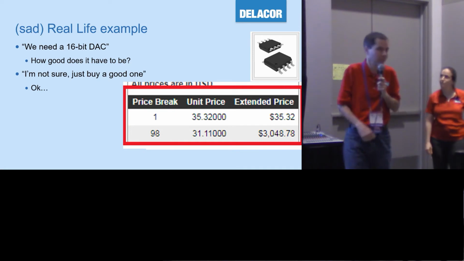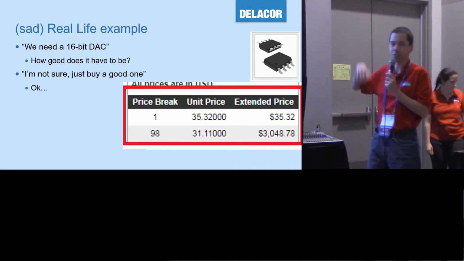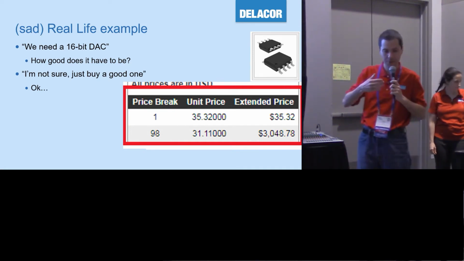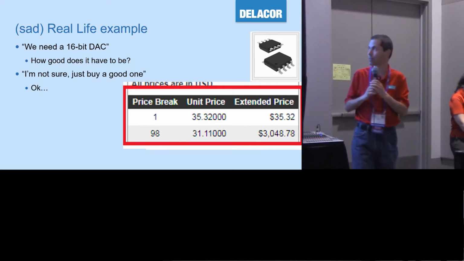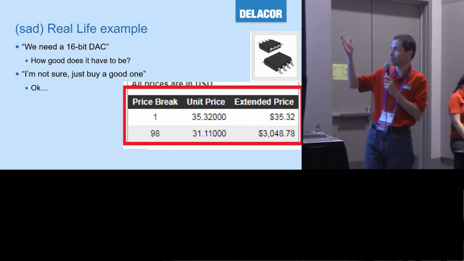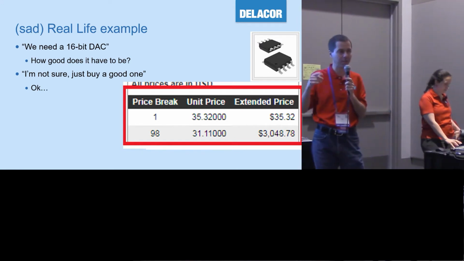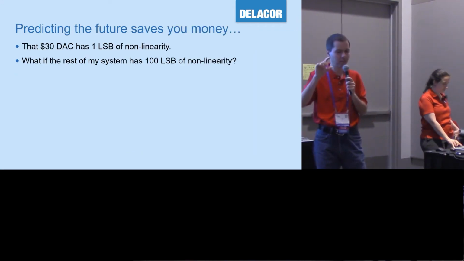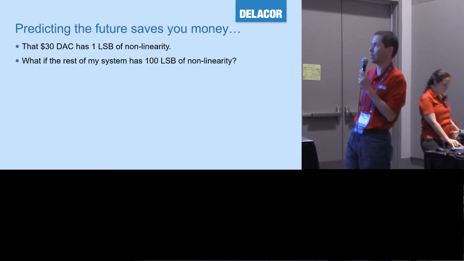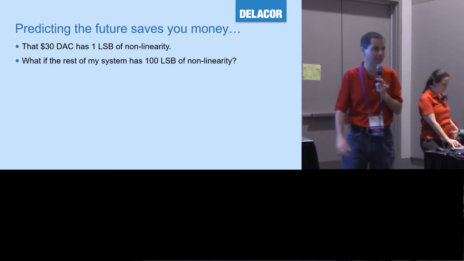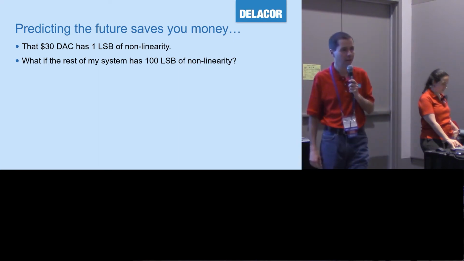They put it in and it worked, and as far as they could tell, they were ready to go, right? And then we started doing a thorough analysis of the rest of their system, and we found that this $30 DAC had one LSB of nonlinearity, right? It had one part in 65,000 of nonlinear error. The rest of the system had 100 LSBs of nonlinearity.